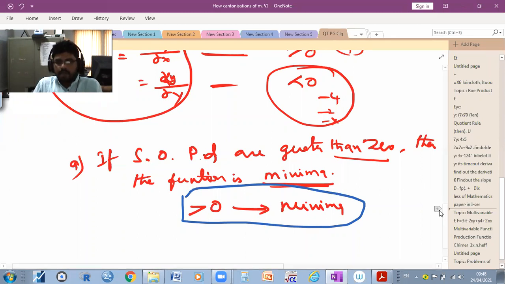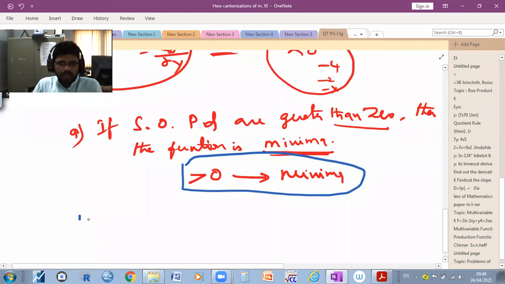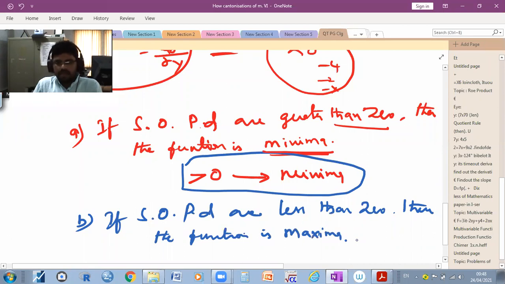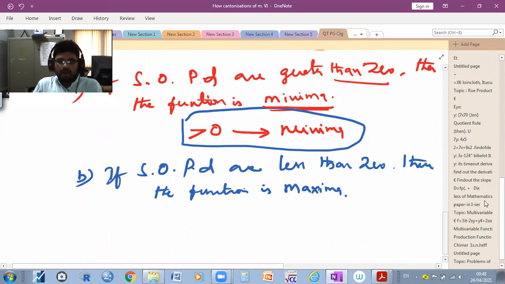Opposite. Then, within the second point, if the second order partial derivatives are less than 0, then the function is maxima. If you put less than 0, it is called maxima. Have you understood?